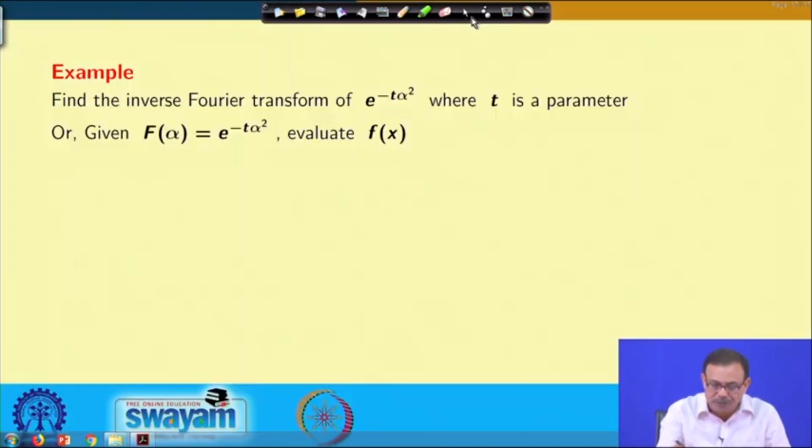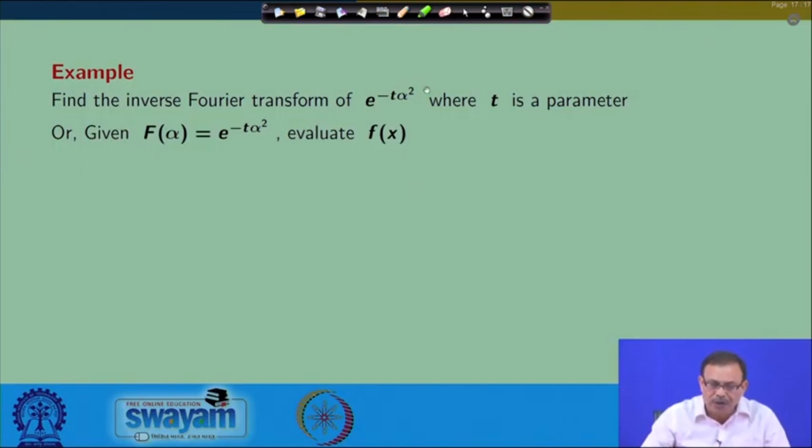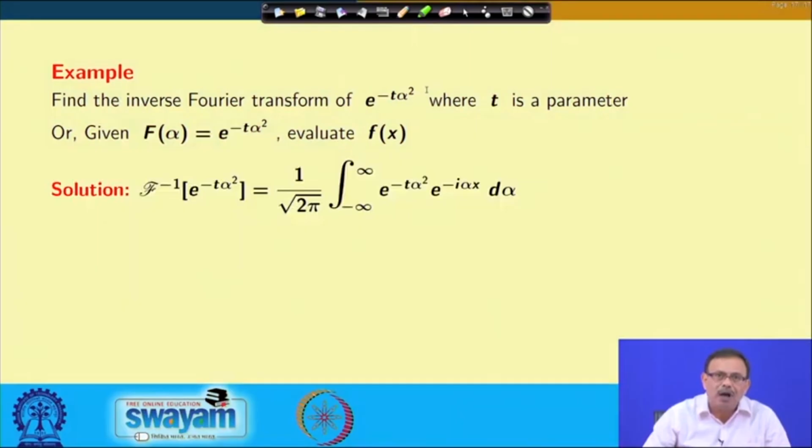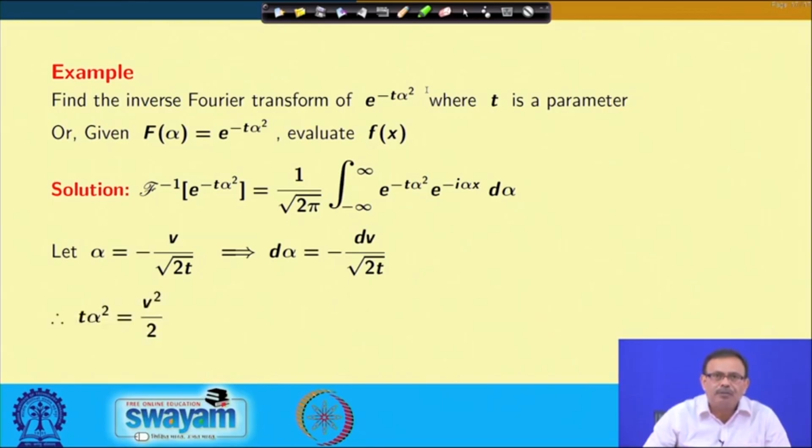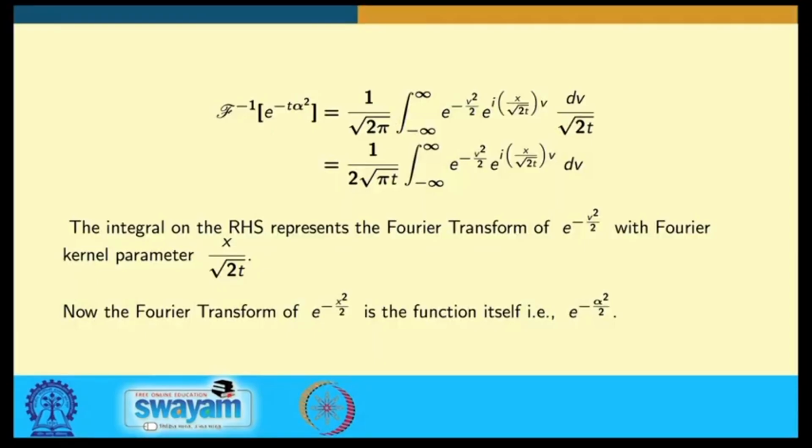So, quickly let us see. We are finding this out. We have to find out f(x). We know the Fourier transform. So using the inversion formula I am writing this, and from there I am assuming alpha equals minus v by root 2t, so t alpha square equals v square, d alpha I can find out like this, and from here I am writing it as e power I into this part. Once I write it in normal form, as I have explained, the integral on the right hand side represents the Fourier transform of e power minus x square by 2 with Fourier kernel as x by root 2t.